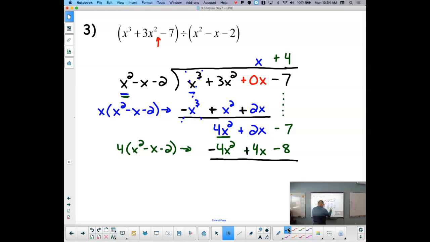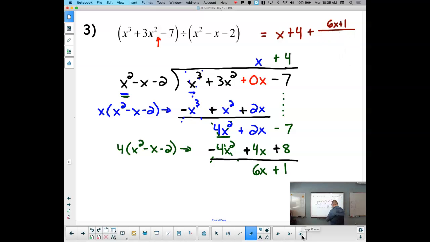Change all 3 signs. First one goes away. 6x plus 1 is what we're left with. So my answer here would be x plus 4 plus the fraction 6x plus 1 over x squared minus x minus 2. Oops, tap the brakes, I was looking at the wrong one.